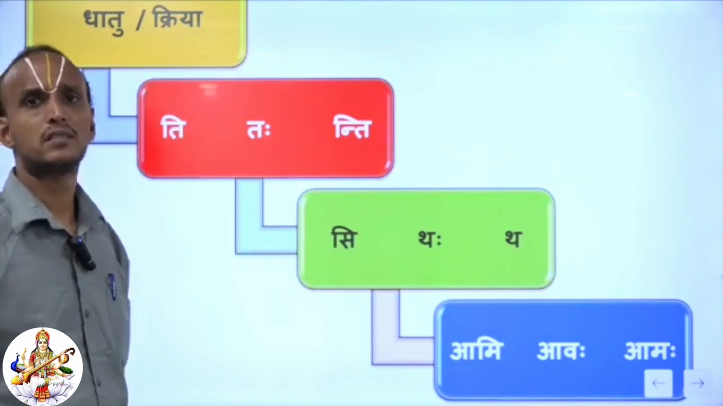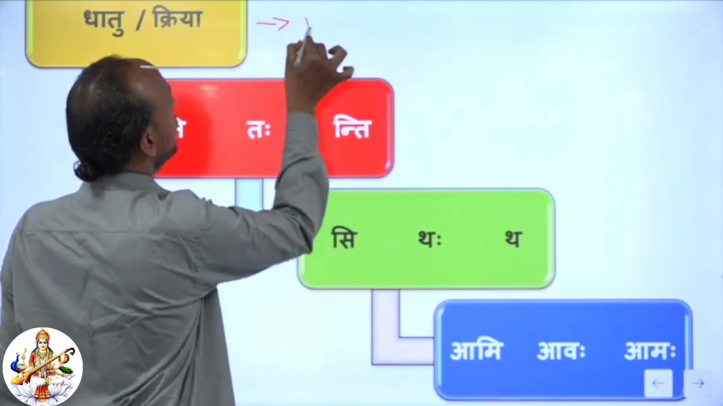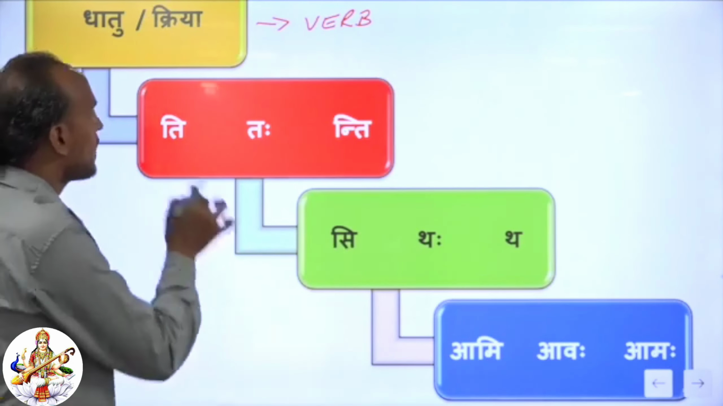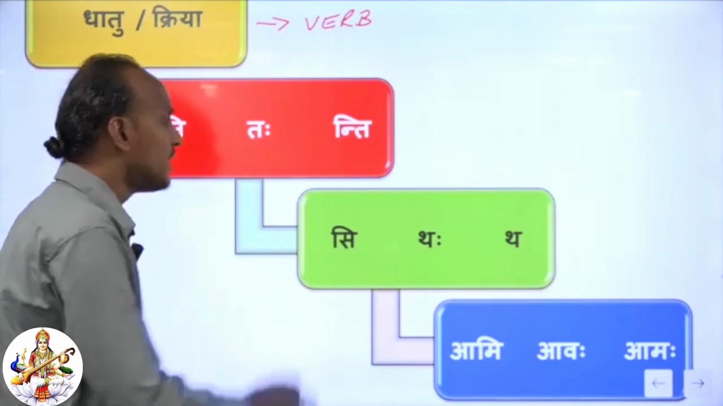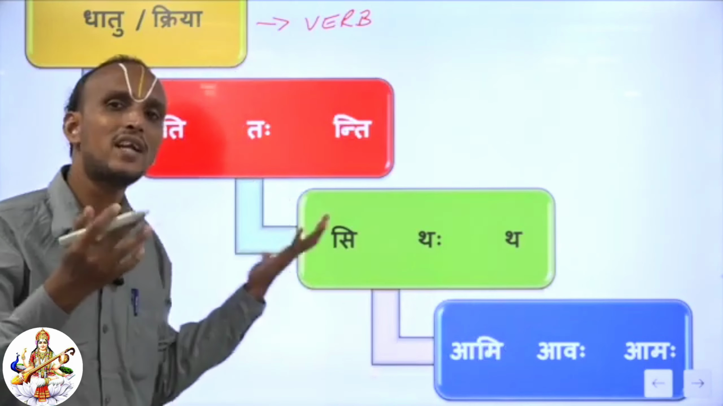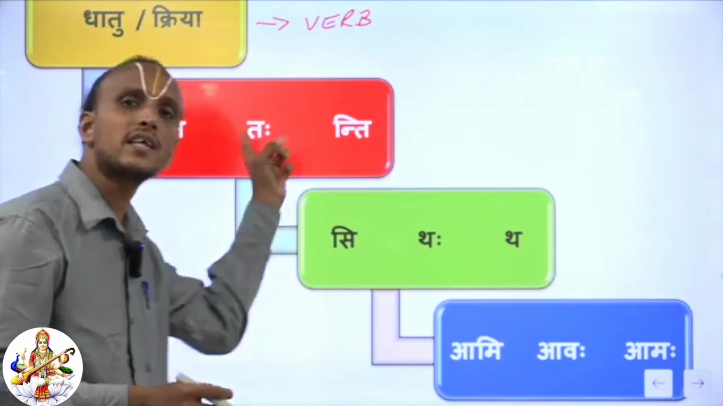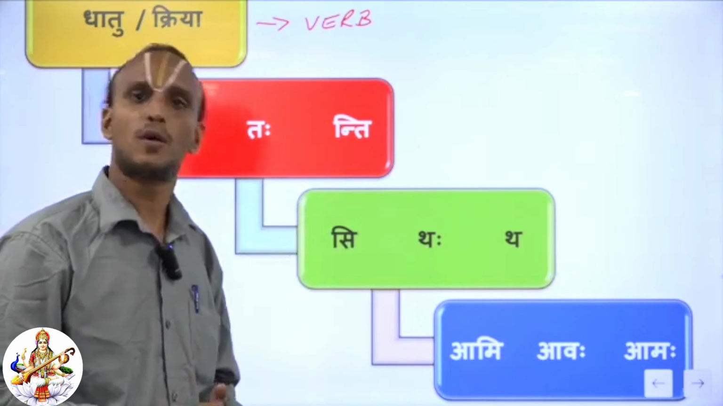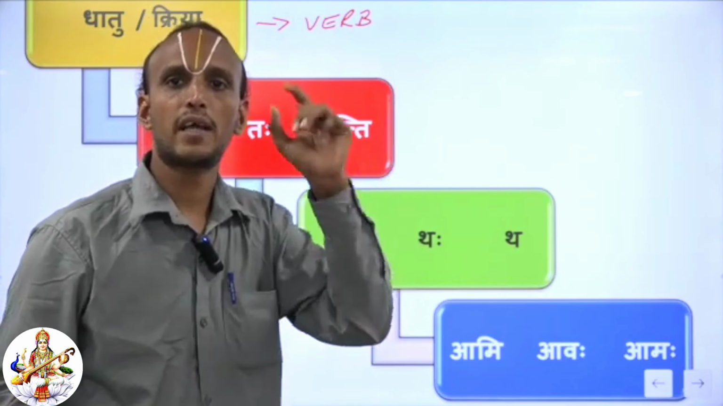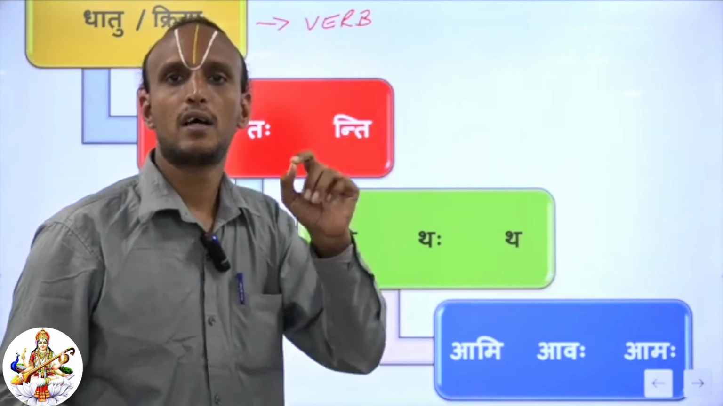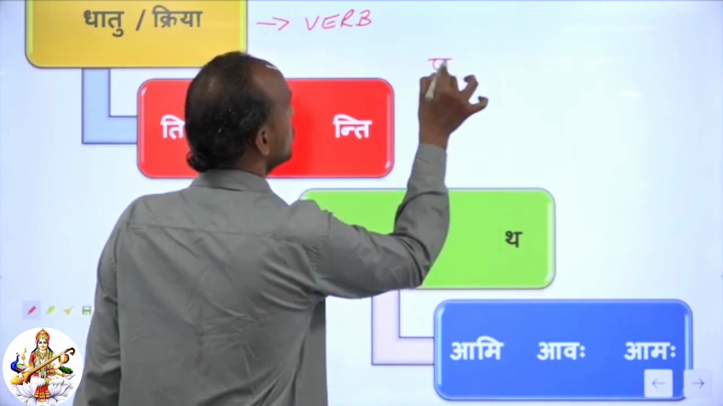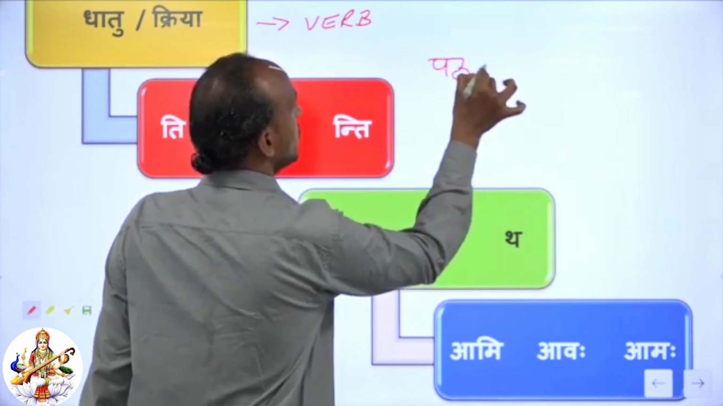Dhatuhu kriya. Dhatuhu means what? Verb. Okay? See here. Ti taha inti. Si thaha th. Ami avaha amaha. What is this? This is a formula. Okay, children? You take any dhatu. I am taking pat. Pat means to read. See here. Pat dhatuhu. Pat.